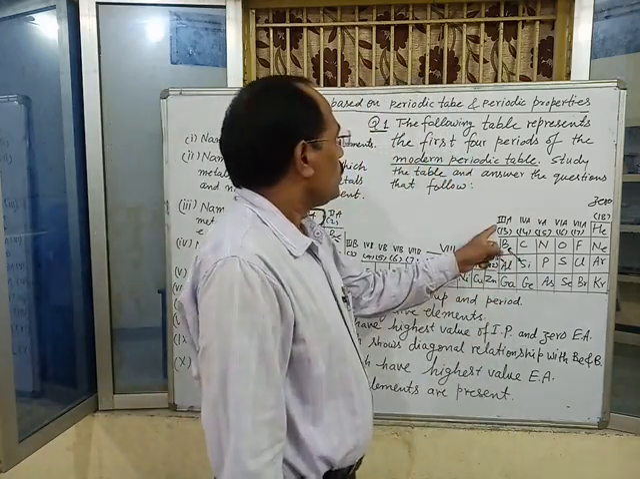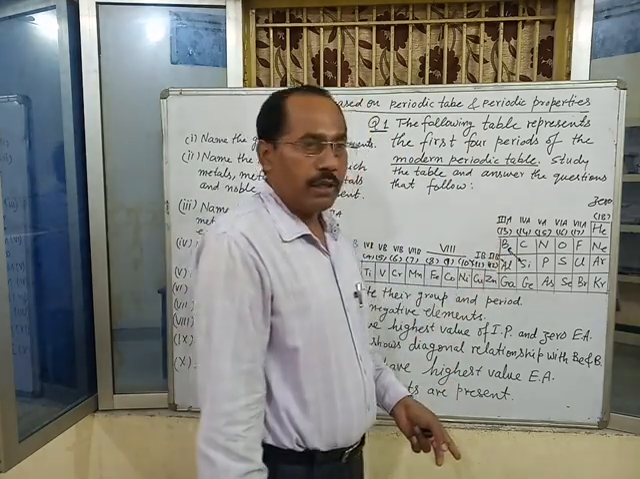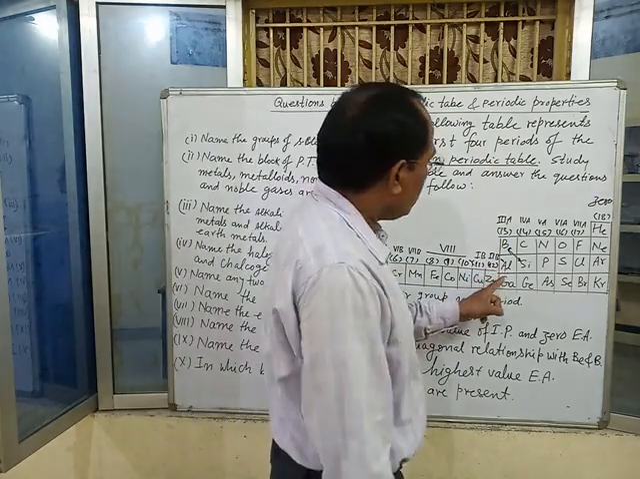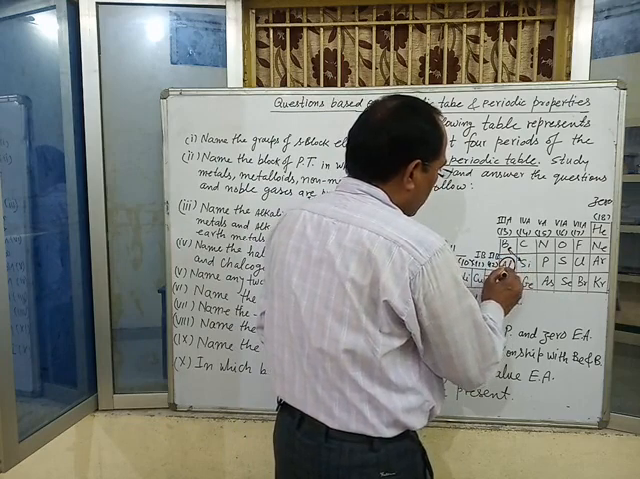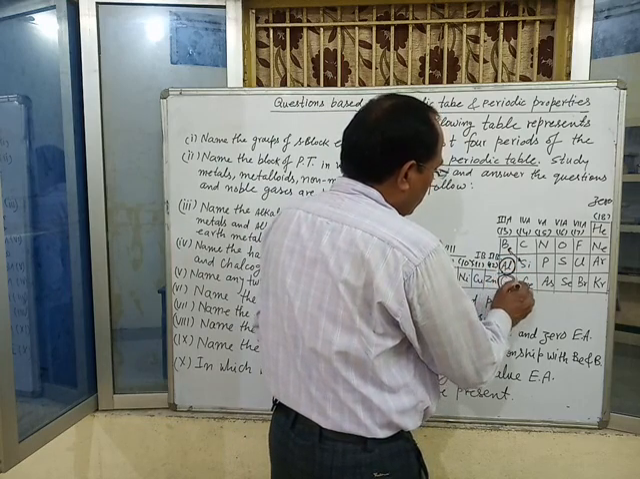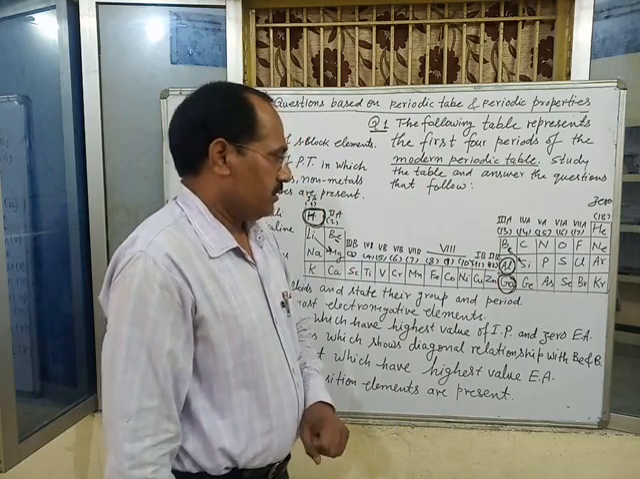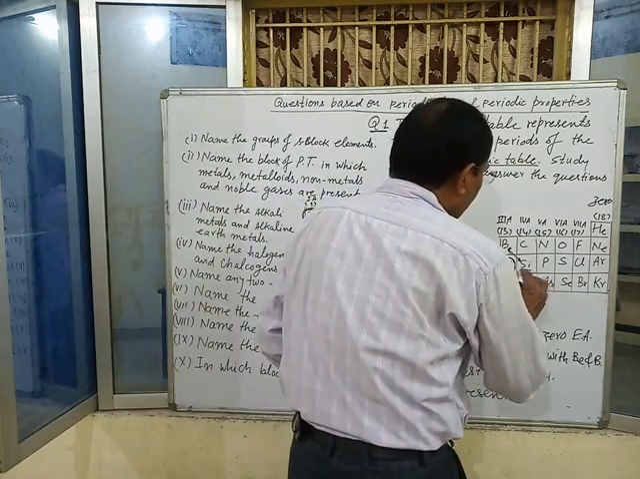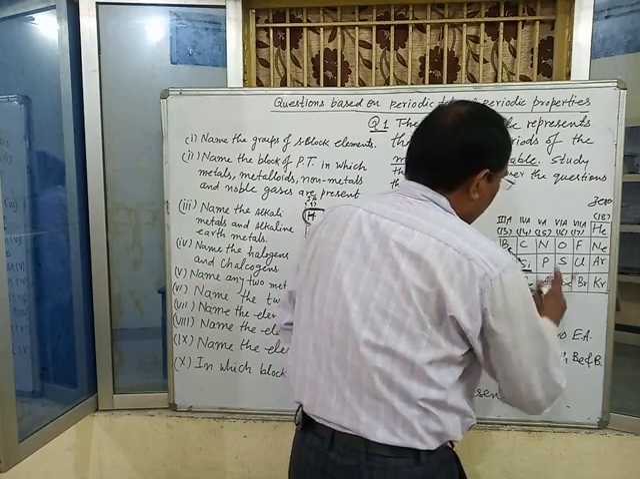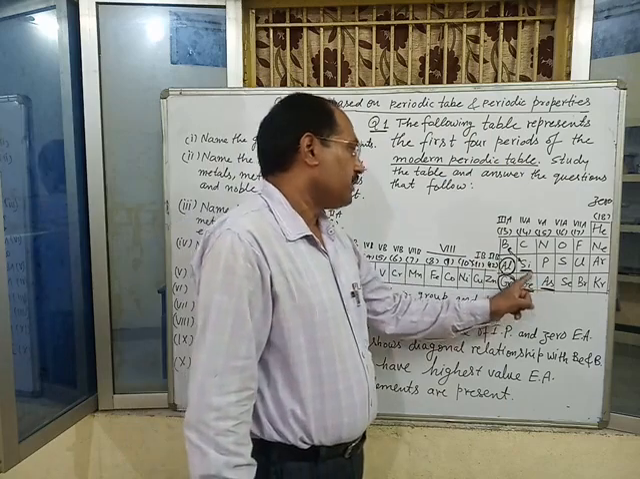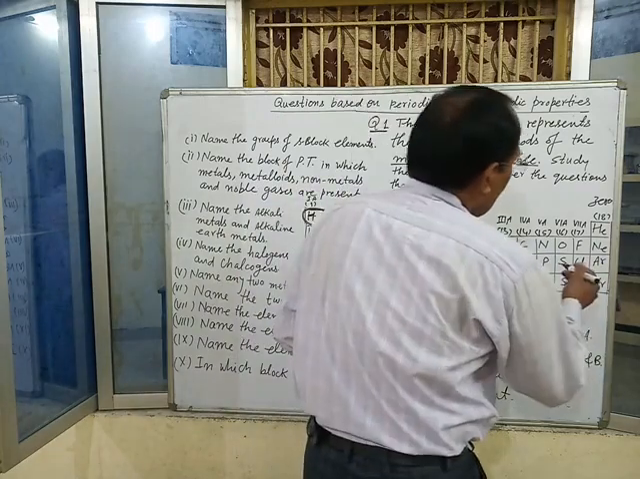Boron family, group 3A or group 13 elements, are known as elements of the boron family, in which aluminium is a metal. Gallium is a metal. These two elements in the given periodic table are metals. Silicon, germanium and arsenic in this question are metalloids. The rest of the elements are non-metals.